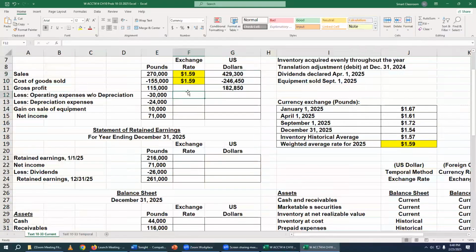This one you could actually do the exchange rate for the gross profit. Technically, it's not a composite, it's at the same rate. And everything else here goes in at the same rate, even depreciation goes in at the same.